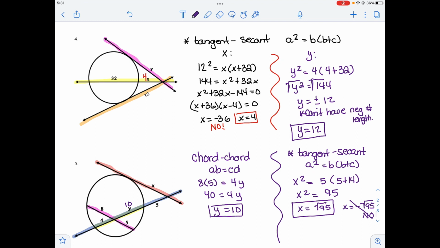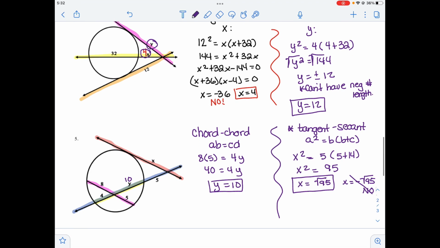Once I then put in 4, I then know what the x is, and then I can use that in my other piece to find y. So I use the tangent, I square the y, and then I have the outside piece, times the two pieces added together, and I end up with y equals 12 because y cannot be a negative value.